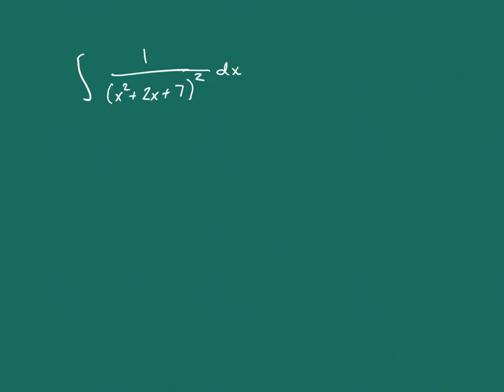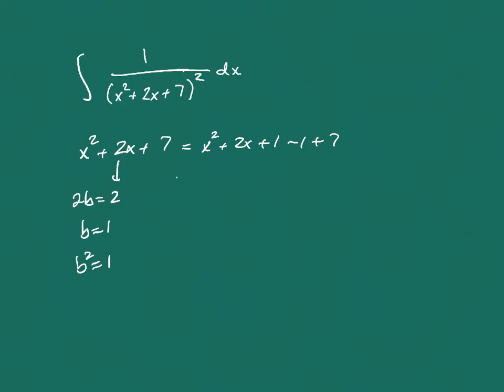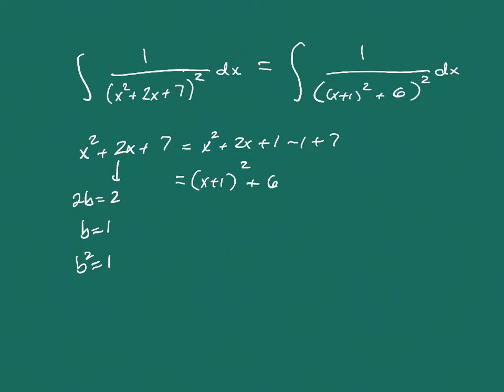Our first step is the same as it has been before, that we just complete the square. So if we have x squared plus 2x plus 7, well, we've got 2b being our 2. So b is going to be 1, and so b squared is going to be 1. So this gives us a quadratic x squared plus 2x, our new constant, plus 1. Then to keep things balanced, minus 1, and then our original plus 7. So that we had (x plus 1) squared minus 1 plus 7 gives us a plus 6. And so really, we are looking at the integral of 1 over ((x plus 1) squared plus 6) squared dx.